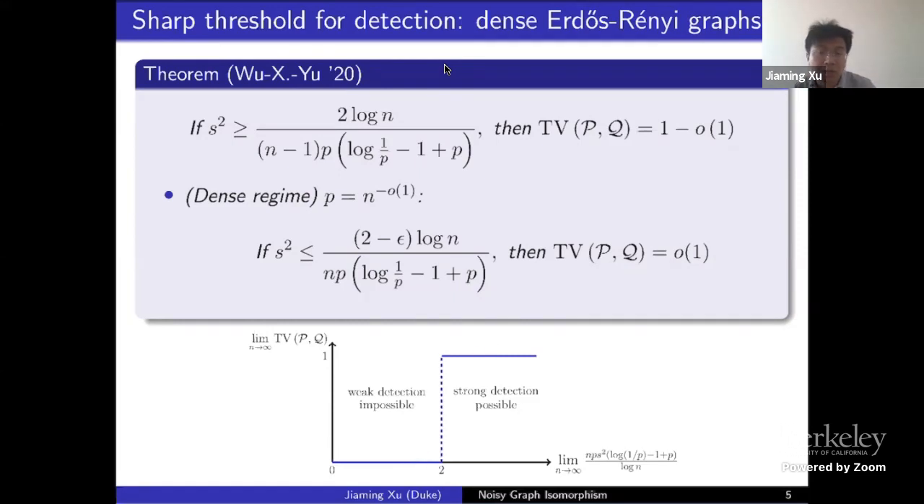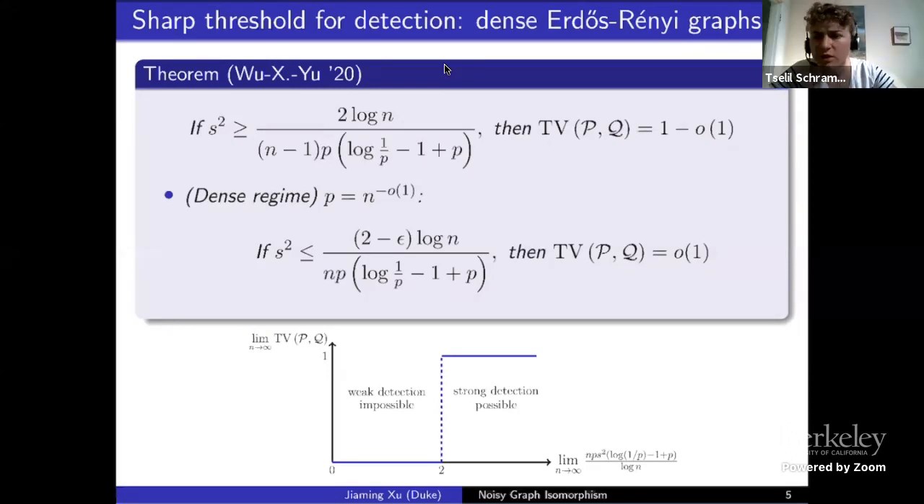Below the threshold, even weak detection is impossible, in the sense that it is impossible to strictly outperform randomly guessing the hypothesis. Above the threshold, we can show that strong detection is possible, in the sense that you can correctly distinguish these two hypotheses with a vanishing error probability.